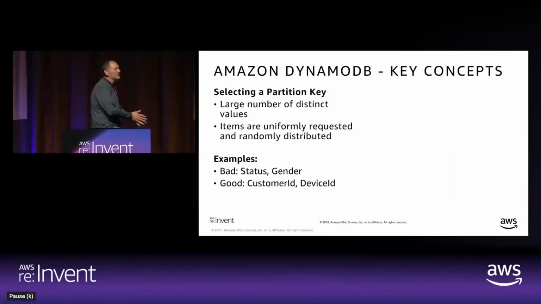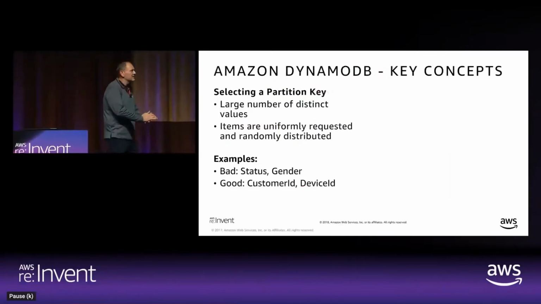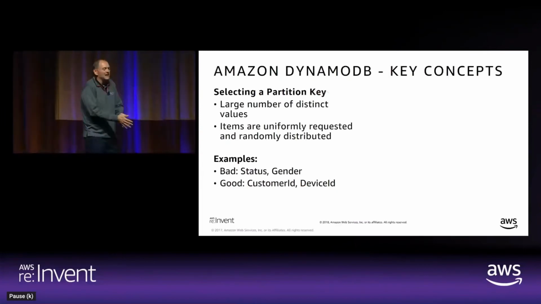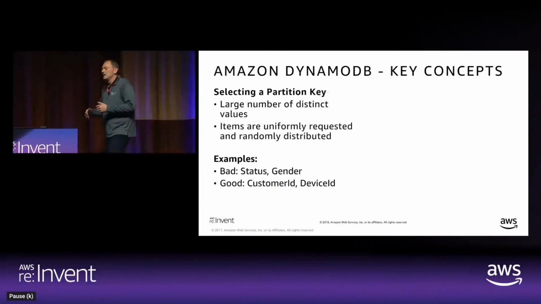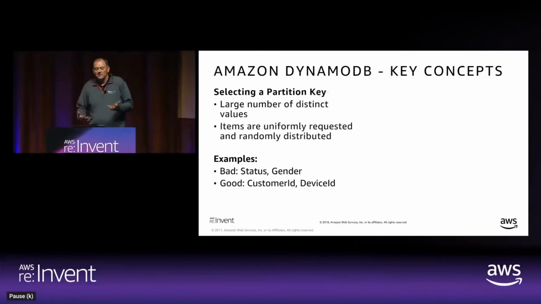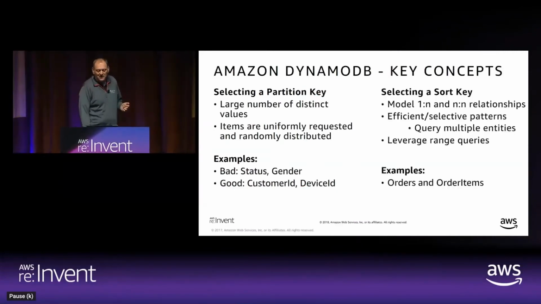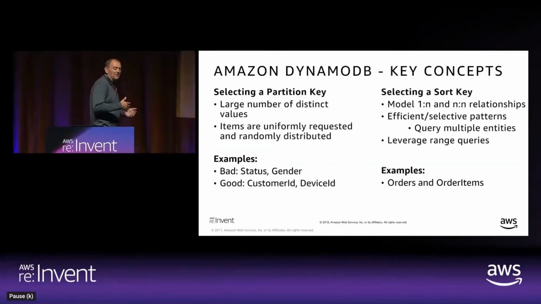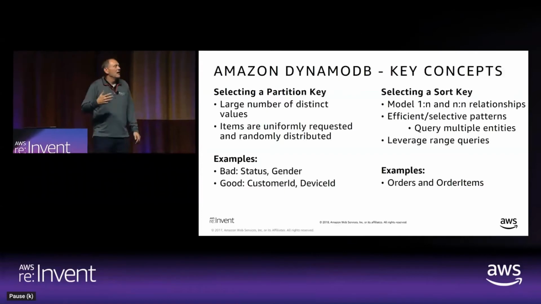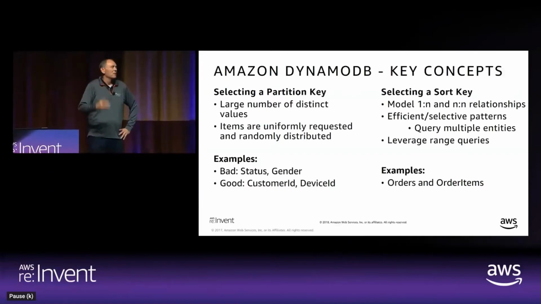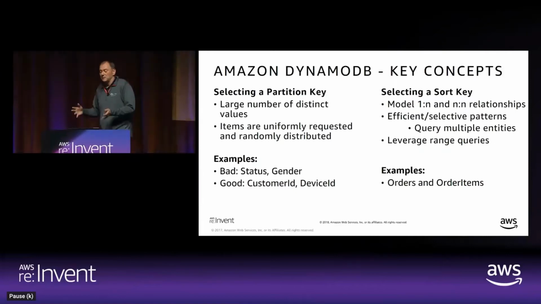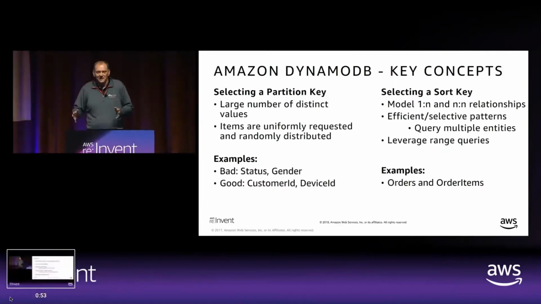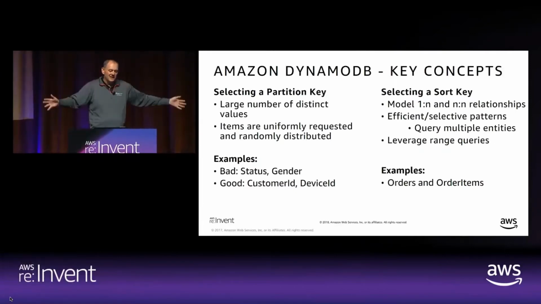So when it comes down to it, there's really just a few concepts we need to understand when we get into data modeling in DynamoDB. The key concepts are really about selecting the partition key and the sort key. As we talked about, the partition key is about large numbers of distinct values. We want things to be uniformly requested over time, so maybe some bad examples would be status and gender. Good examples might be customer ID, device ID, things that allow me to distribute that data.